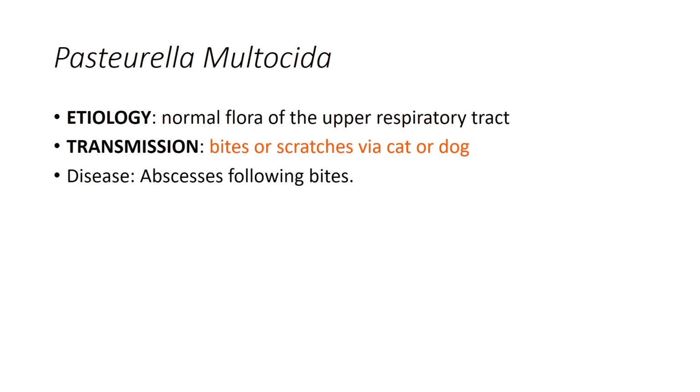So the first is going to be your Pasteurella multocida. This is found as normal flora in your upper respiratory tract. However, it comes into play in skin abscesses following bites from cats and dogs. So if you have someone coming into your emergency department and they just got bit on the side of the road by a stray dog, you want to make sure you're giving them antibiotics to cover for this guy, especially because of the possibility of abscess formation from them.